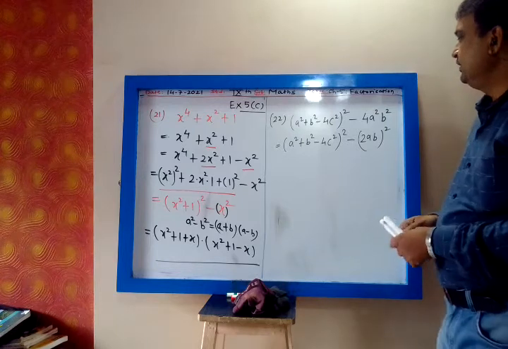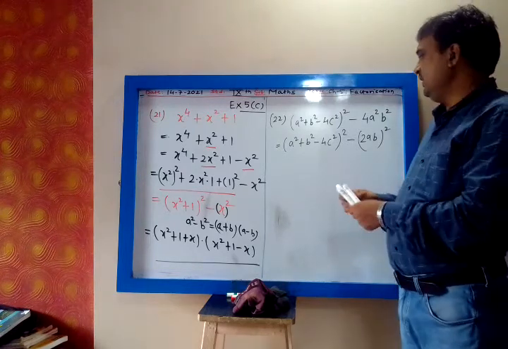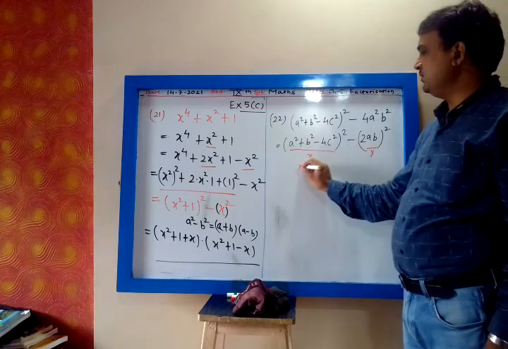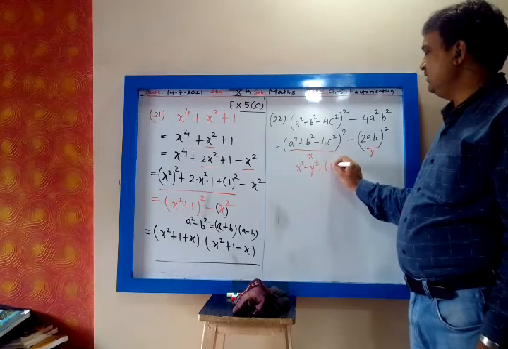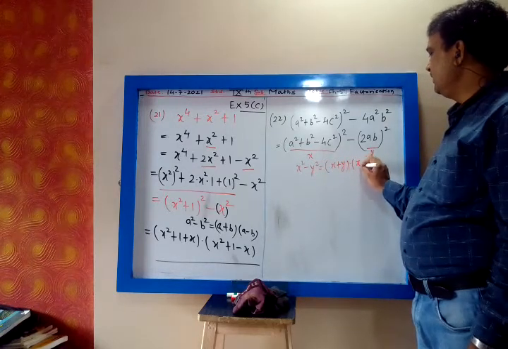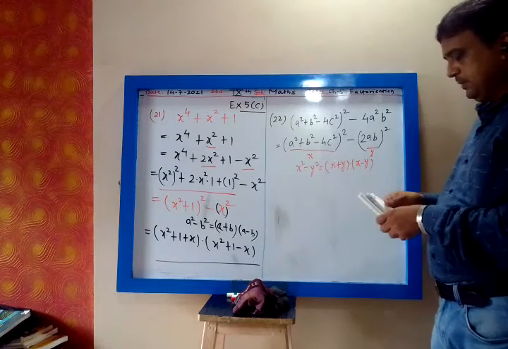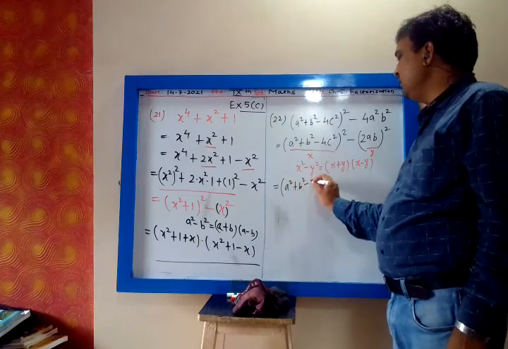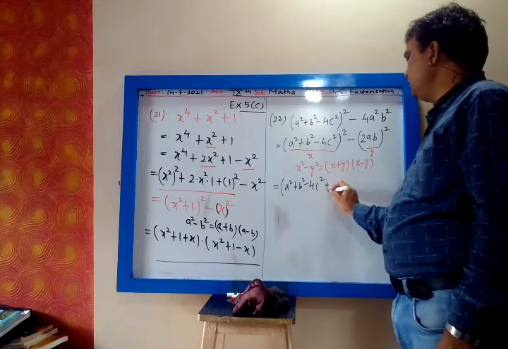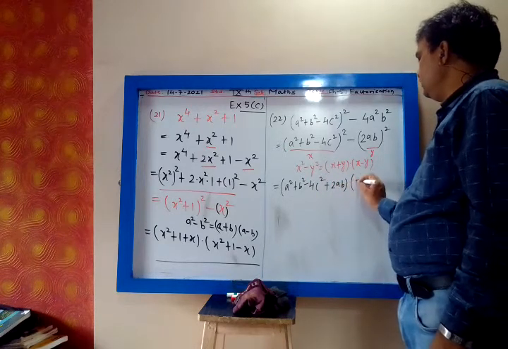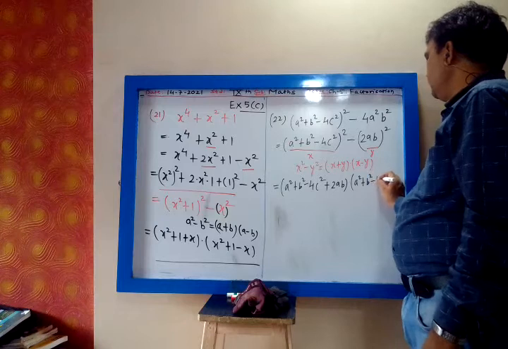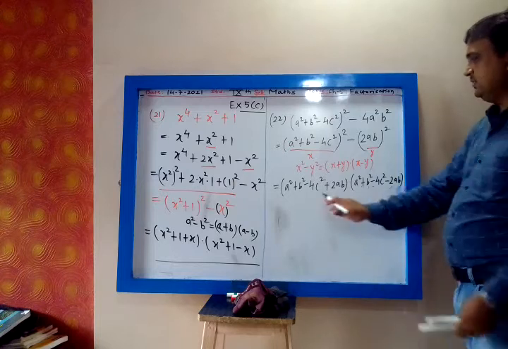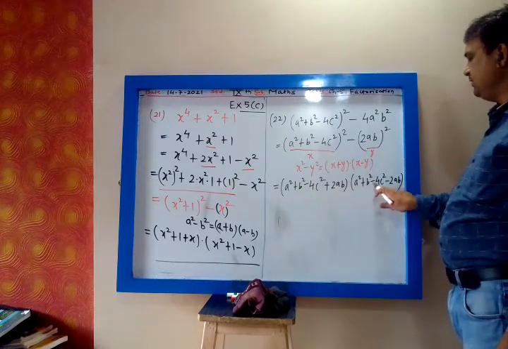Okay, so what is this now? This is my x and this is my y. So x square minus y square. x square minus y square is x plus y into x minus y. So this will be a square plus b square minus 4c square plus 2ab first. Then a square plus b square minus 4c square minus 2ab. So this is my x plus y into x minus y.